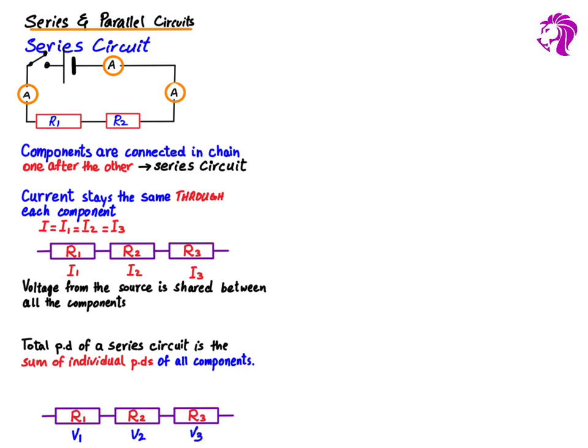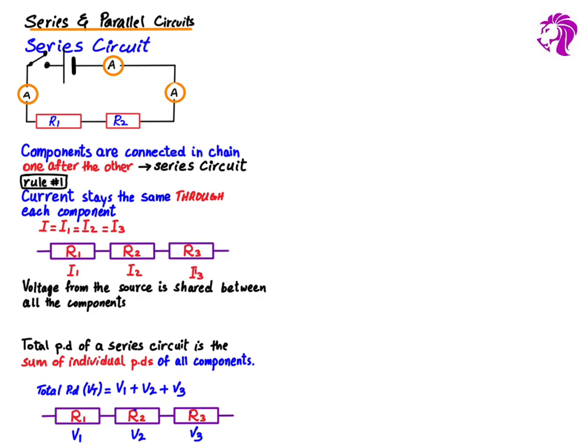If I sum them up, the total PD of this series circuit would be the sum of these individual voltages. The total PD, meaning the total voltage, would be the sum of these individual voltages. And remember what PD is, just discussed in the previous topic. PD is potential difference, which is work done per unit charge. Moving further, total PD, which I call VT, equals V1 plus V2 plus V3.